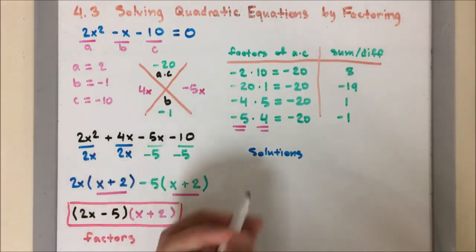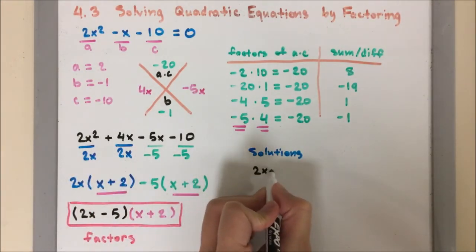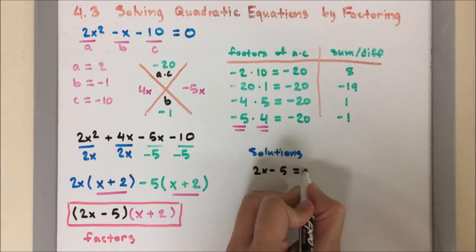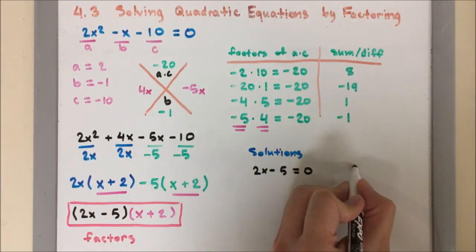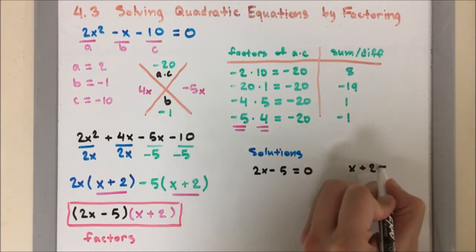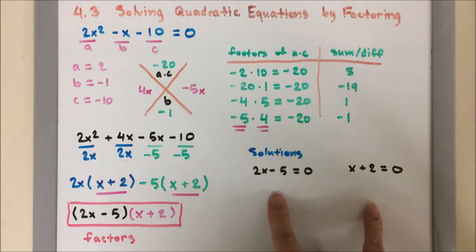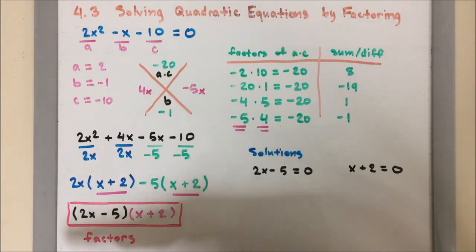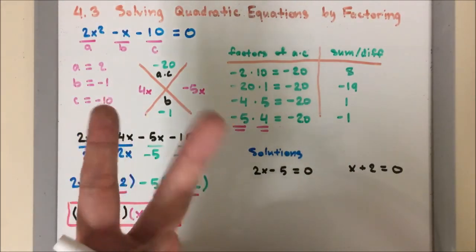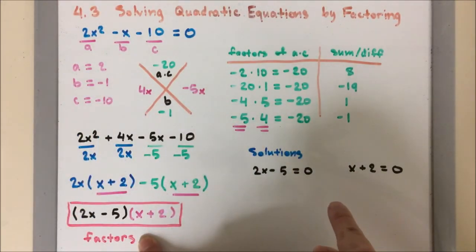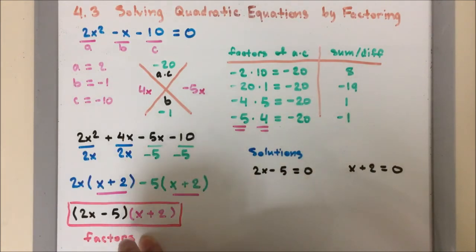So first, I'm going to write 2x minus 5 equal to 0. And then for the other factor, x plus 2 equal to 0. And you're only doing this if you're looking for a solution. So I repeat, you only do this process if you're looking for a solution. Now, if it just says factor, you would just stop right here where it says factor and box in red. But if it says factor and identify the solution, then you have to do this part also. You cannot do the solution part if you have not finished factoring.